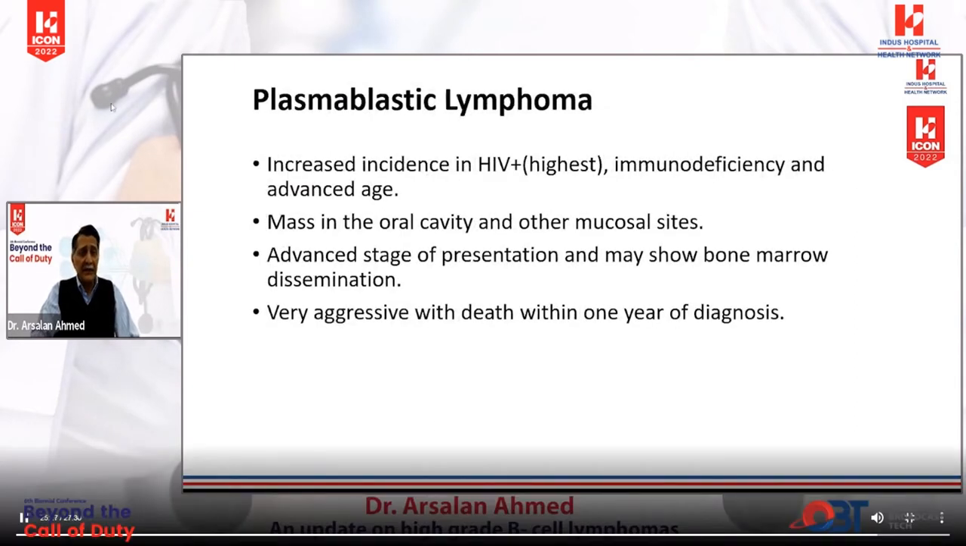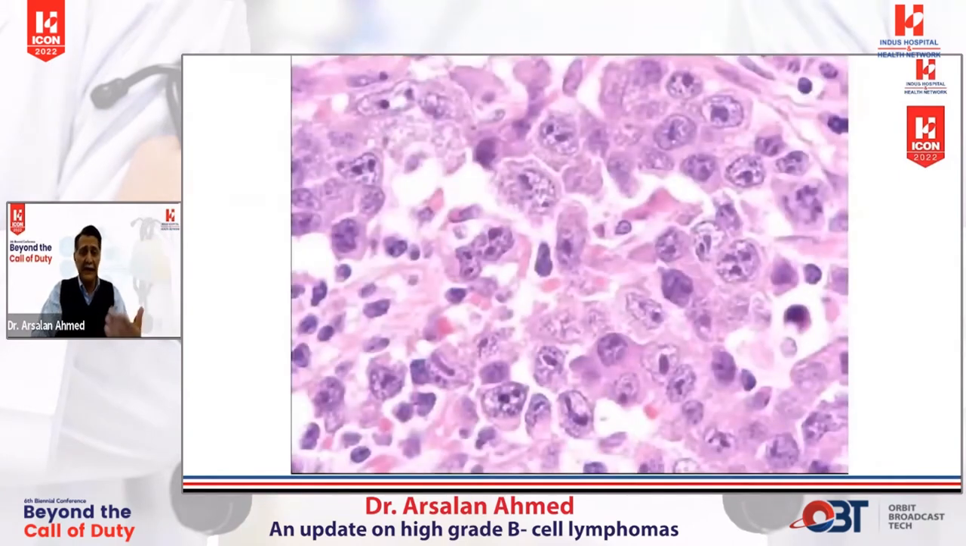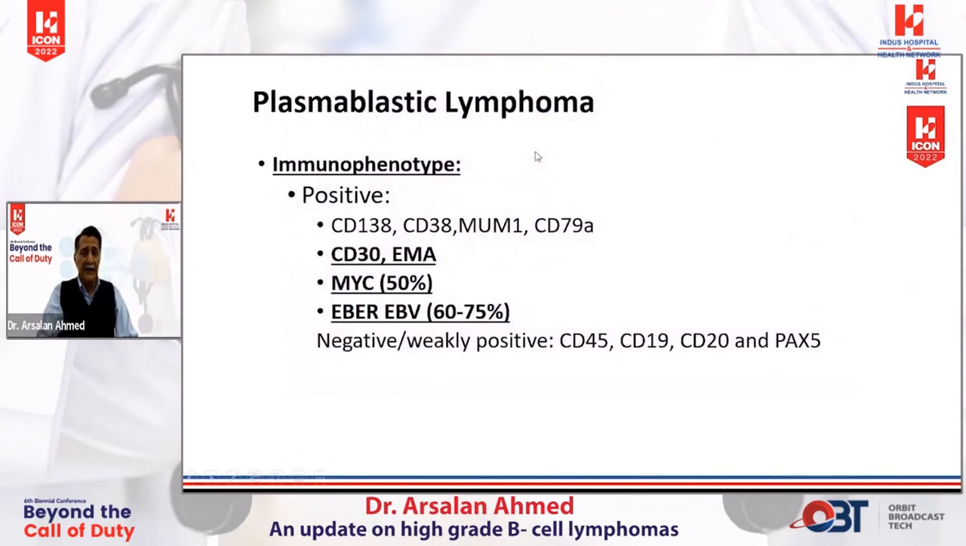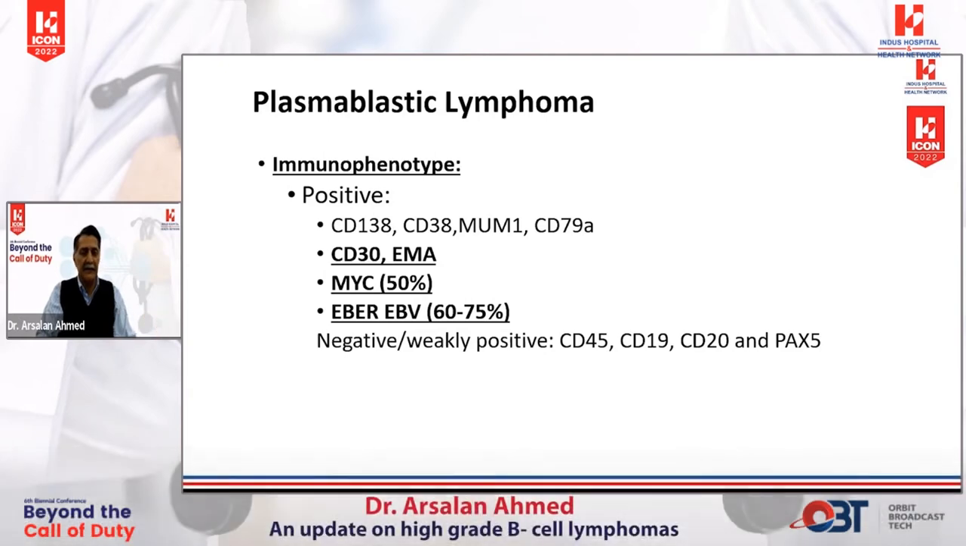Plasmablastic lymphoma has an increased incidence in HIV, immunodeficiency, and advanced age. So I always say plasmablastic goes with immunosuppression. It is very aggressive, with death within one year. You can see this in ALK-positive large B-cell lymphomas also, very aggressive with death, but no immunosuppression. And they can very much look like ALK-positive large B-cell lymphoma. Look at them, with a plasmablastic morphology and very prominent nucleoli. Plasmablastic lymphomas can be CD30 positive, and they have CD138, but B-cell lineage is negative. And EBER is 60 to 75% positive. Again, a very important point which helps you differentiate.